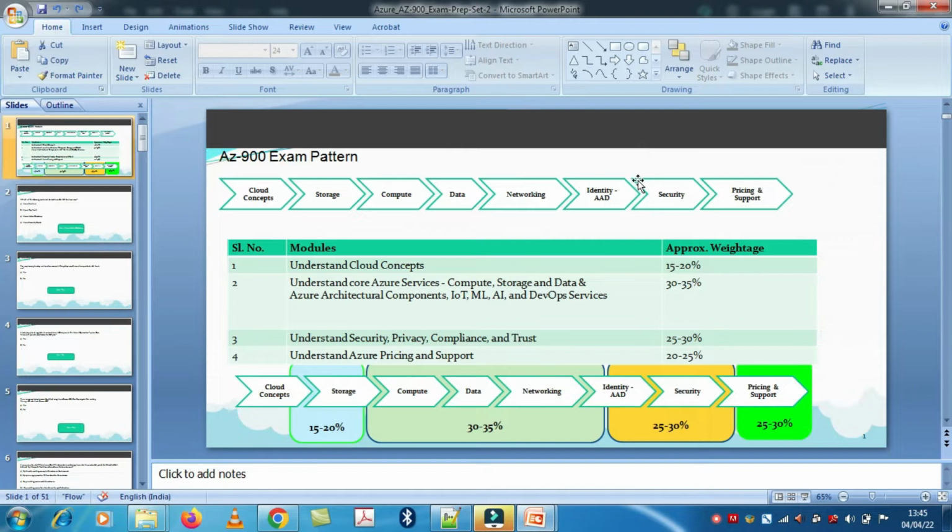In this particular session, we are mainly going to cover 50 questions. In the previous session of Azure 900, that is set 1, we have covered almost 50 plus questions.